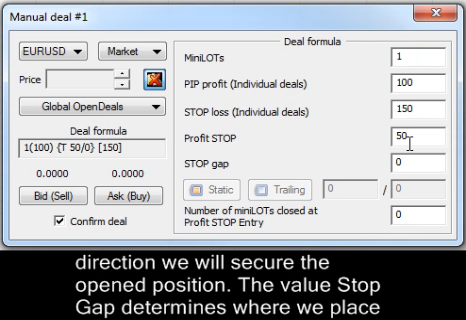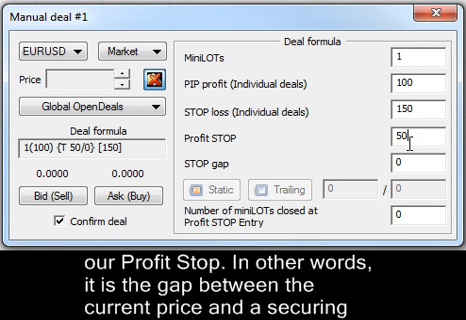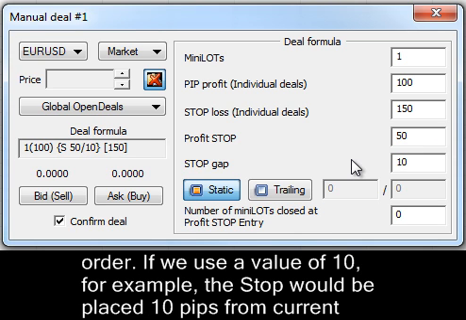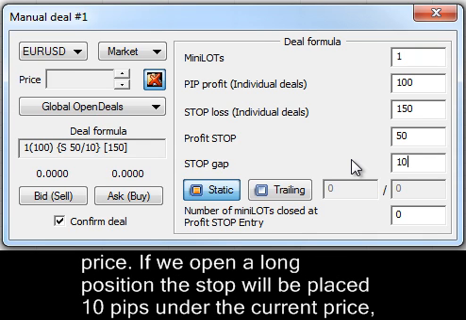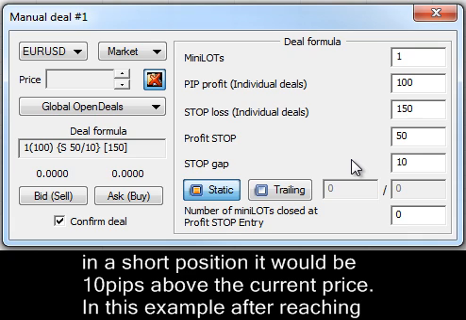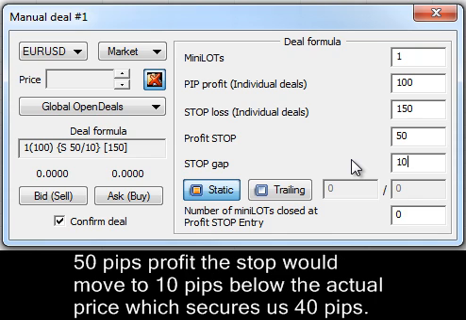The value stop gap determines where we place our profit stop. In other words, it is the gap between the current price and securing order. If we use a value of 10, for example, the stop would be placed 10 pips from the current price. If we open a long position, the stop will be placed 10 pips under the current price. In a short position, it would be 10 pips above the current price. In this example, after reaching a 50 pips profit, the stop would move to 10 pips below the actual price, which secures us 40 pips.